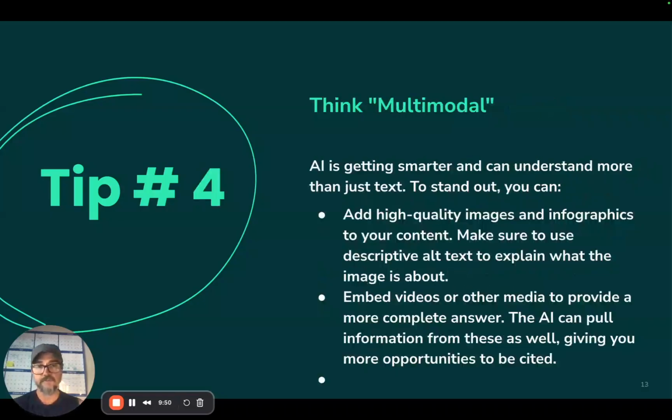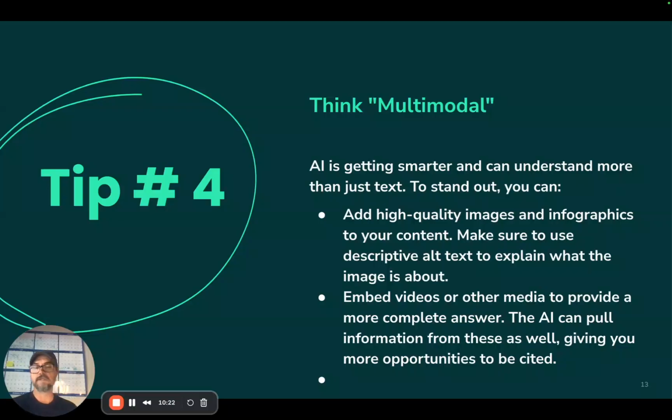Tip number four, think multimodal. What does that mean? Well, AI is getting smarter and it can understand more than just text. To stand out, what you really can add is high quality images and infographics to your content. Make sure to use descriptive alt text and explain what the image is all about, and embed videos and other media to provide a more complete answer. AI can pull information from all of these, giving you more opportunities to be seen.